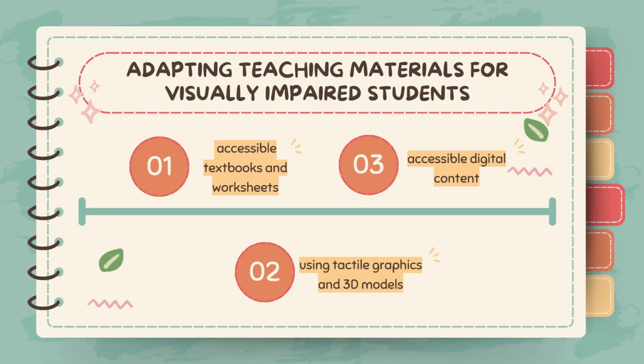In addition to physical materials, technology plays a crucial role in accessibility. Let's discuss how to create accessible digital content. With the increasing use of technology in education, it is important to ensure that digital content is accessible. Many students with visual impairments rely on screen readers like JAWS, NVDA, and VoiceOver, and teachers should format digital files properly for these tools to work.